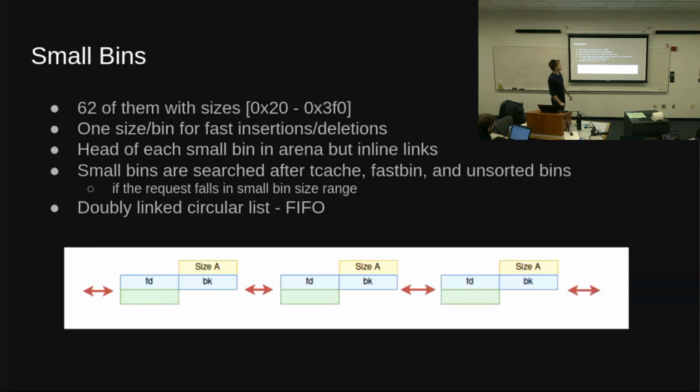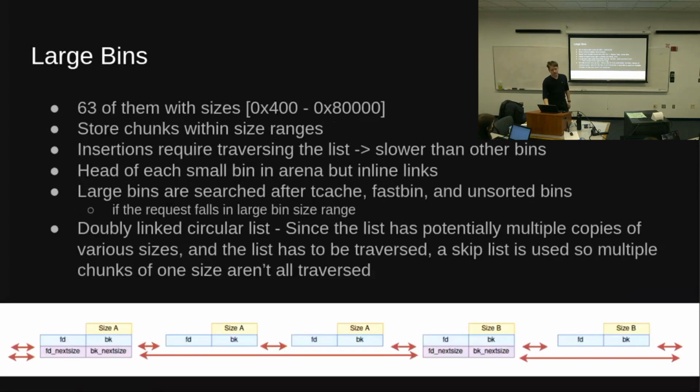The small bins are for a bigger size range, from 0x20 to 0x3f0. They act similar to the fast bins to a degree, where each size in that range has one linked list. In this case, it's a doubly linked list, where they have FD and BK pointers. Basically, if the fast bins are full and it's still in this relatively small size range, you use the small bins instead. Then there's the large bins.